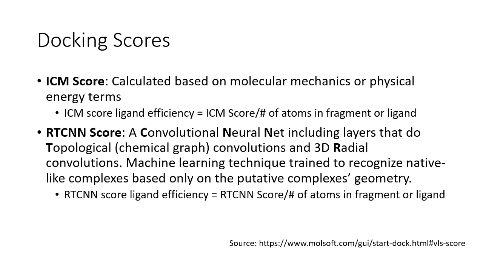Each docked fragment receives an ICM score and an RTCNN score, which reflect how well the fragment binds to the protein. The ICM score is calculated based on molecular mechanics or physical energy terms, whereas the RTCNN score is a convolutional neural net including layers that do topological convolutions and 3D radial convolutions. It is a machine learning technique trained to recognize native-like complexes based only on putative complexes geometries.